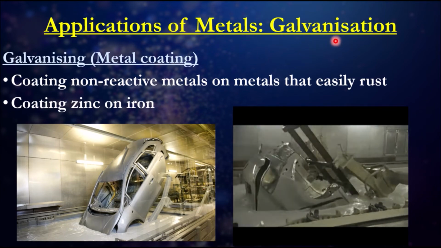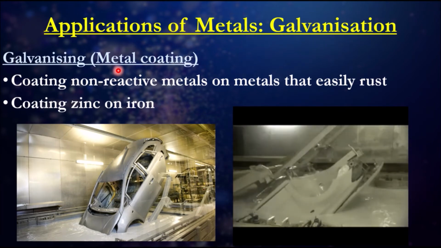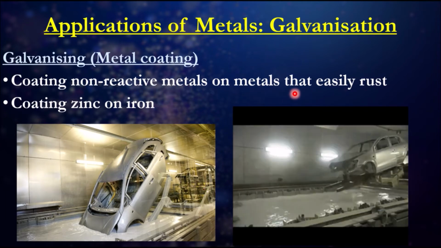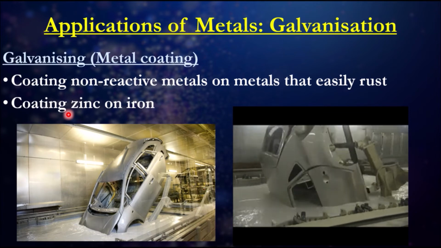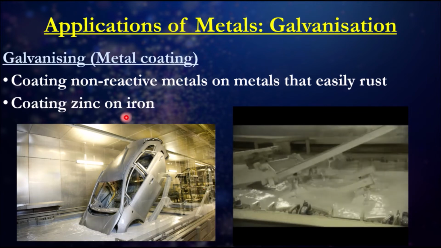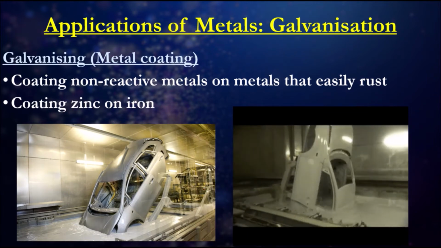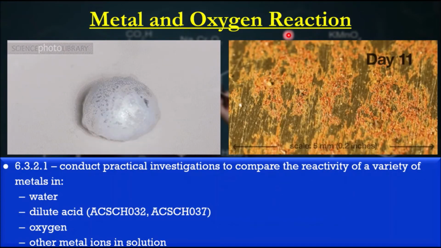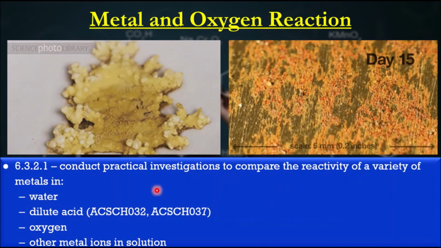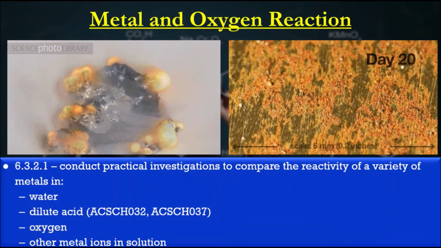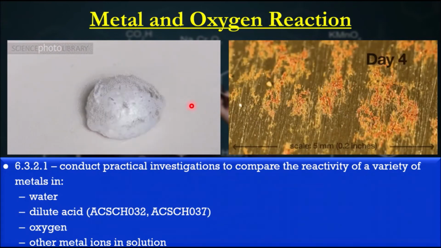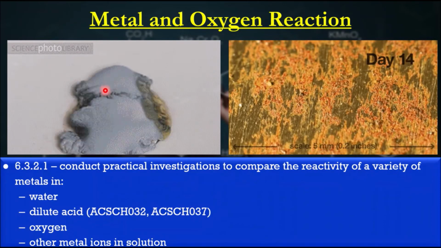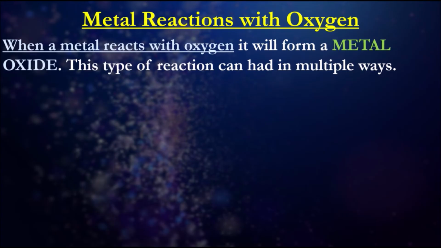Another application is galvanization. We use non-reactive metals to coat metals that could easily rust. So in the case of a car, we can use zinc to coat an iron structure. The first reaction we're going to look into is the metal and oxygen reaction. So that's this one down here. There are two types, as you can see: over here is rusting, and over here we have combustion.